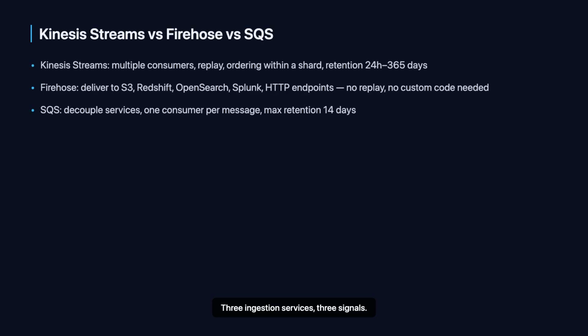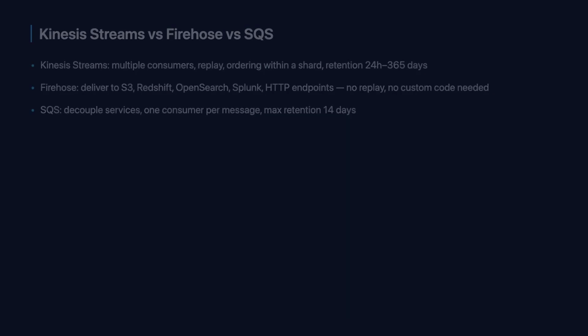3 ingestion services, 3 signals. Kinesis Data Streams gives you multiple independent consumers, replay, and ordering within a shard, with retention from 24 hours up to 365 days. That's the one when you see multiple consumers on the same data or a need to rewind. Firehose just delivers to S3, Redshift, OpenSearch, Splunk, HTTP endpoints, and more, with no replay and no code. And SQS decouples with 1 consumer per message, retention capped at 14 days.